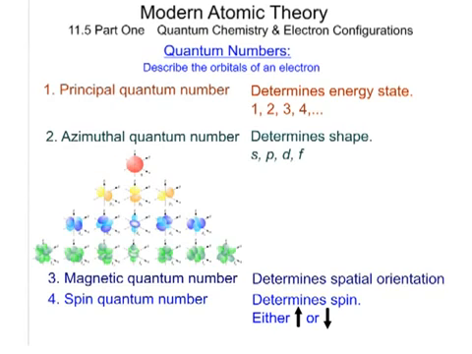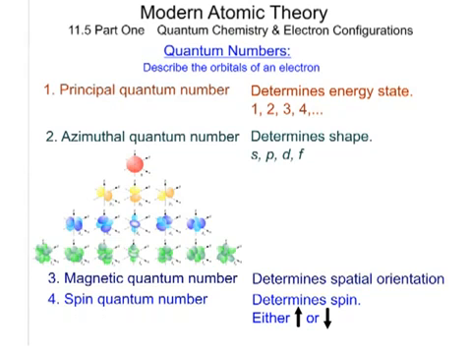Hello, welcome to Modern Atomic Theory again, and today we are going to talk about quantum numbers. We mentioned those in another lesson, and you're probably very curious as to what they are, with all this talk about quantized energy and similar topics. So quantum numbers simply describe the orbitals of an electron.